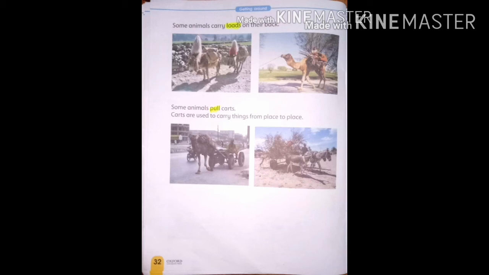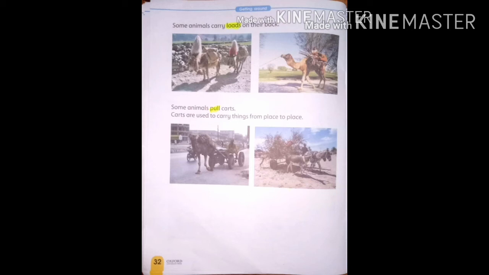Some animals carry loads on their back. Some animals pull carts. Pull means to move something towards you. Next and the last line is, carts are used to carry things from place to place.